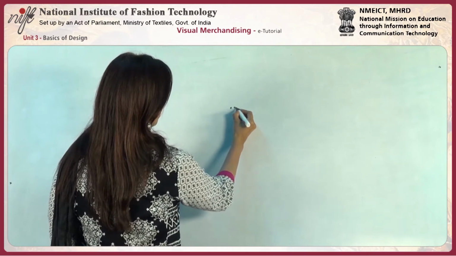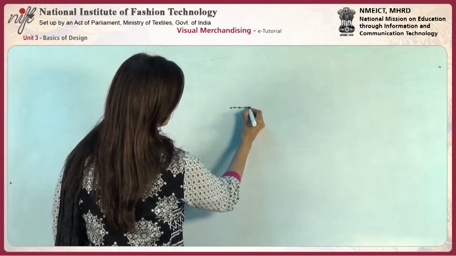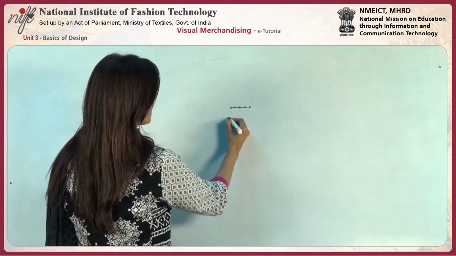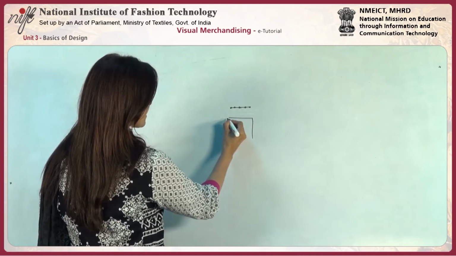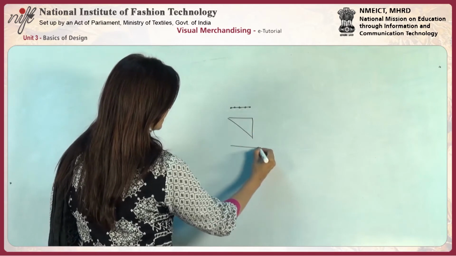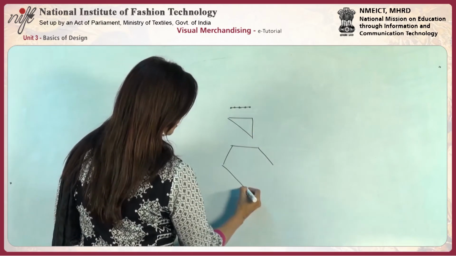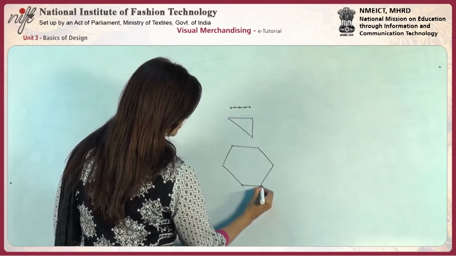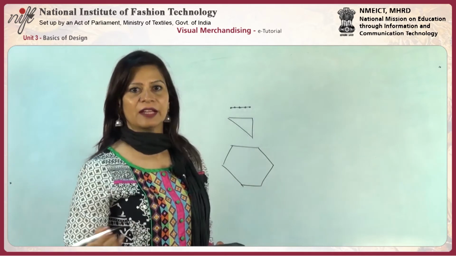A series of lines makes a shape. So, the first was a series of points make a line. Now, a series of lines make a shape. The smallest could be a triangle, it could be a hexagon or an octagon, and so forth.